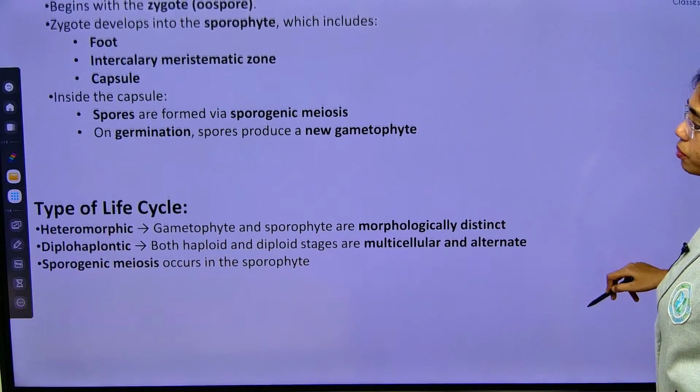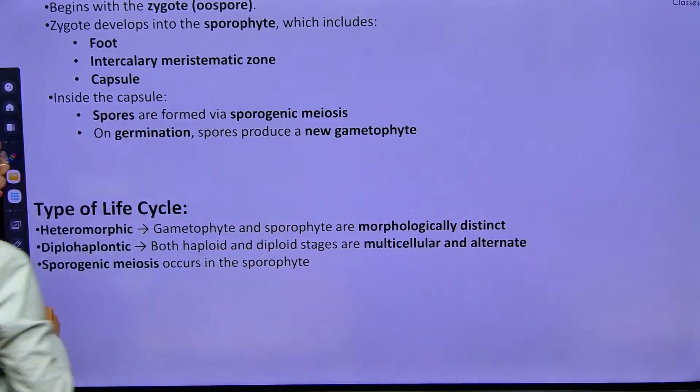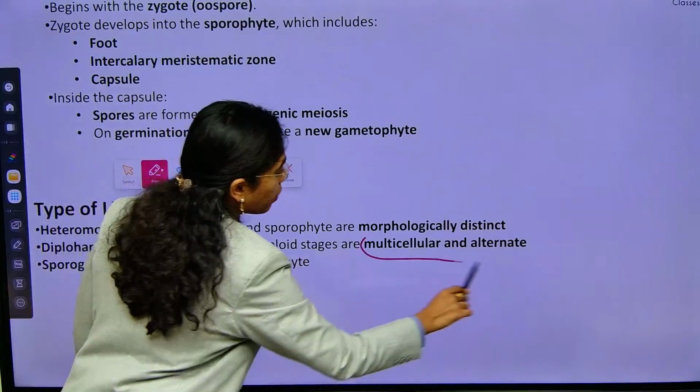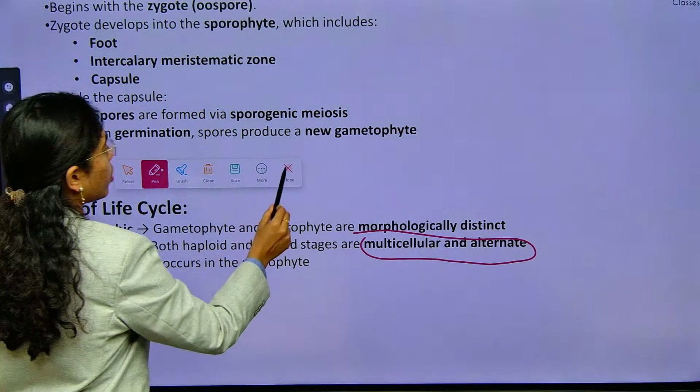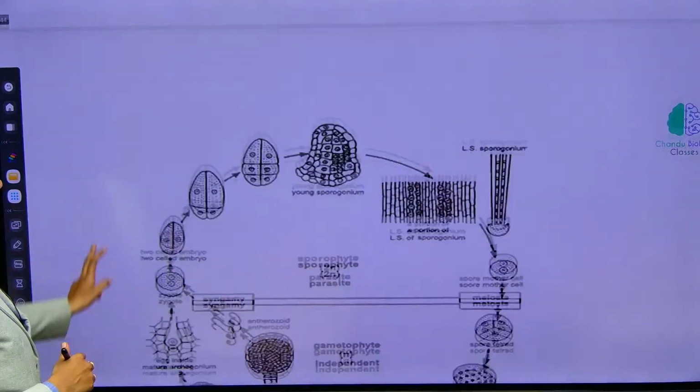Now, if you observe the life cycle, a heteromorphic life cycle is seen, wherein gametophyte and sporophyte are morphologically distinct, and diplohaplontic, where both haploid and diploid stages are multicellular and alternating with each other. Sporic meiosis is occurring in the sporophyte. What type of meiosis is being seen? Sporic meiosis, that also takes place inside the sporophyte.